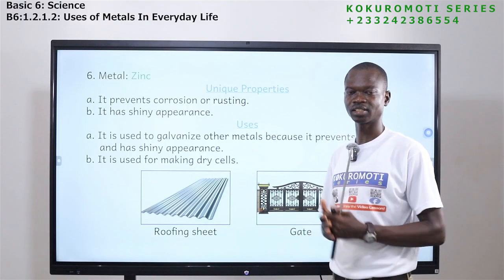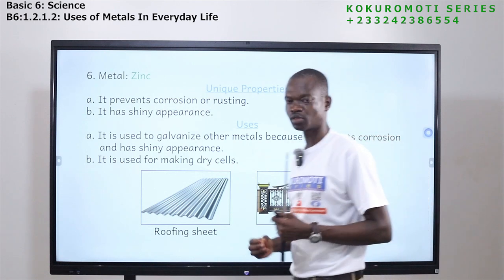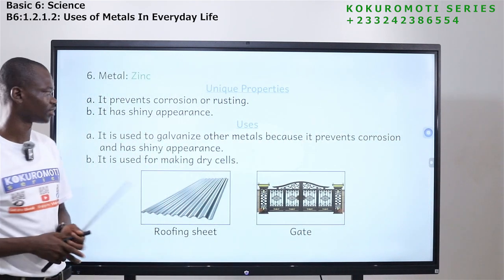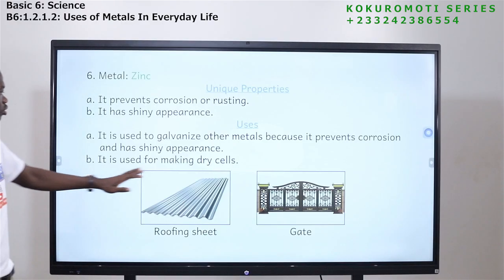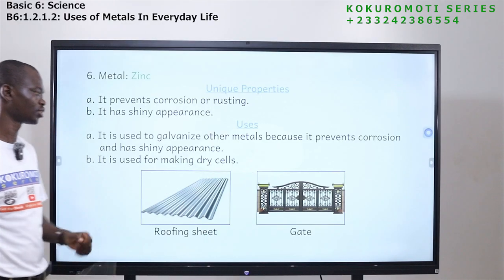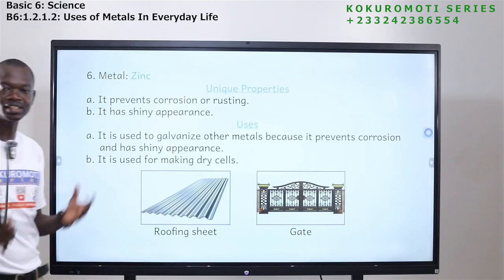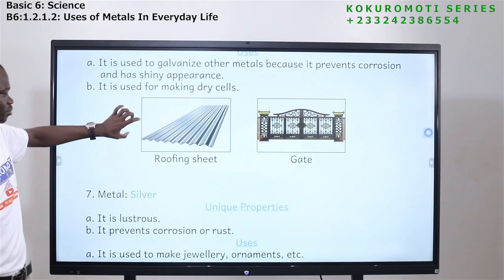Cover it with zinc. If you cover it with zinc, zinc will not allow that metal to rust, so it prevents rusting. Two, it is used for making dry cells. Zinc too is used to make roofing sheet, gates, and other things. So these are some uses.